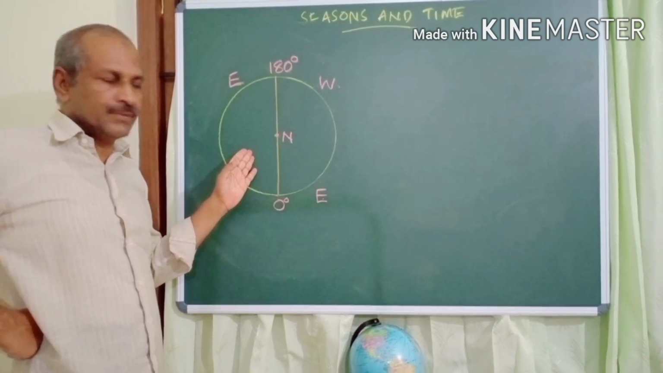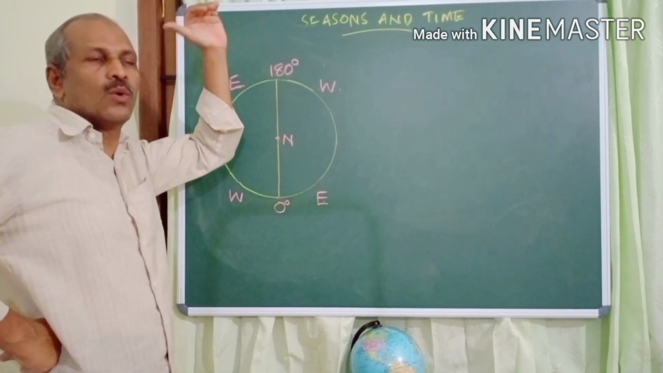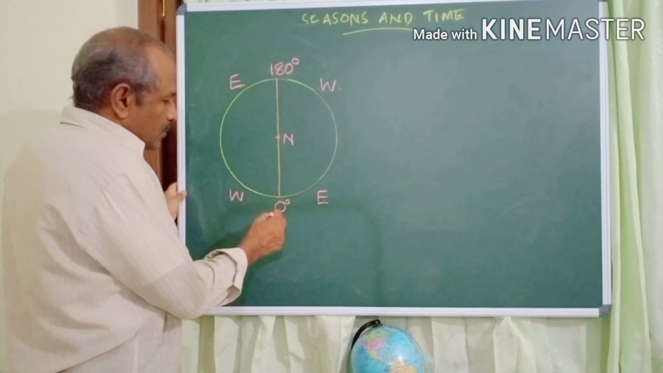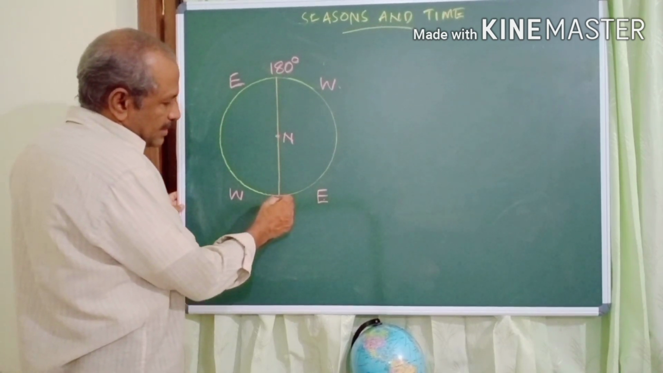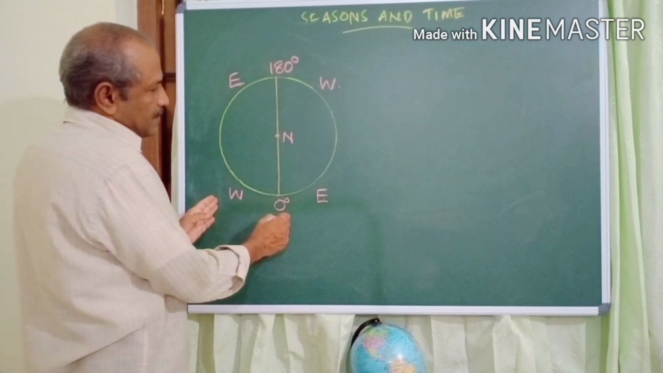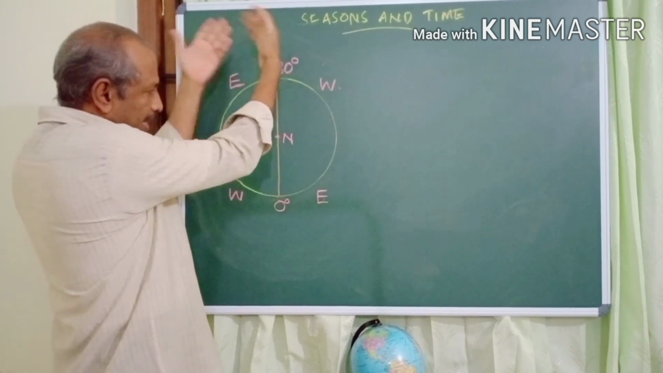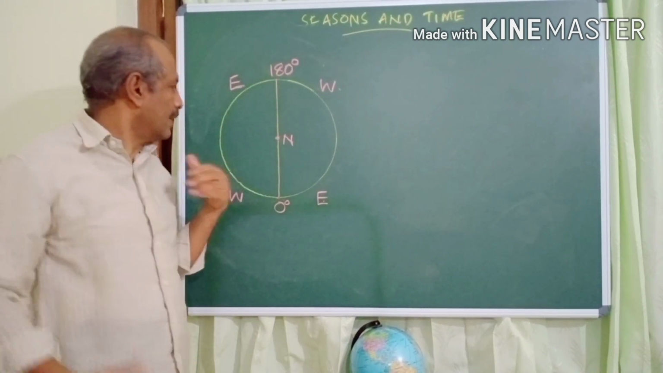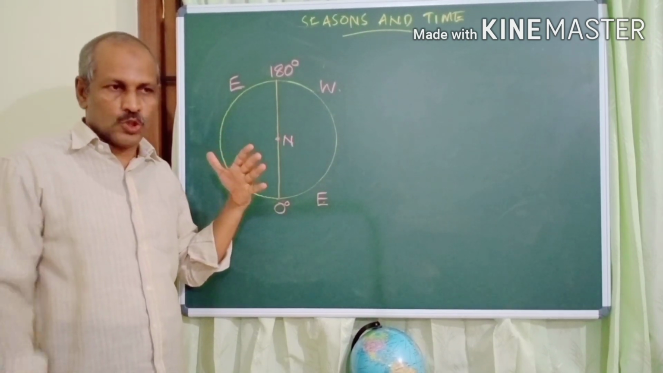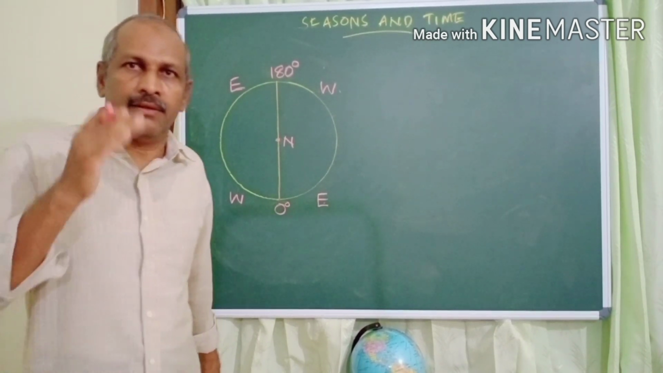Look at this figure. It is drawn as if the Earth is viewed from the north pole, an aerial view of Earth from the north pole. When you are facing 0 degree longitude, your right hand side is east and your left hand side is west. But when you are facing 180 degree longitude from the other side, your right hand side is still east and your left hand side is west. This concept should be kept in mind while understanding the International Date Line.